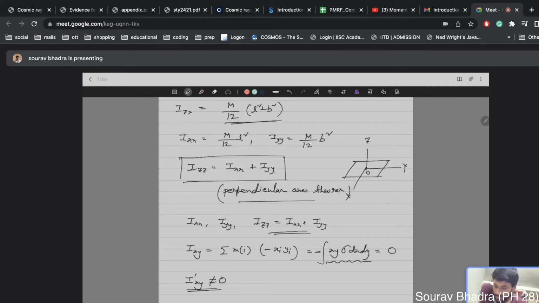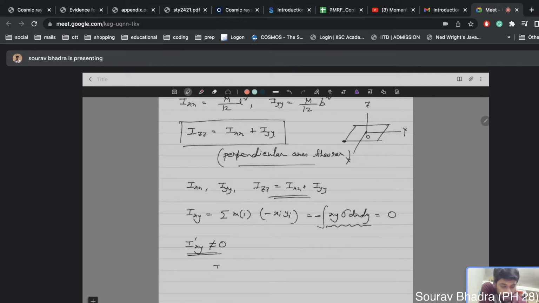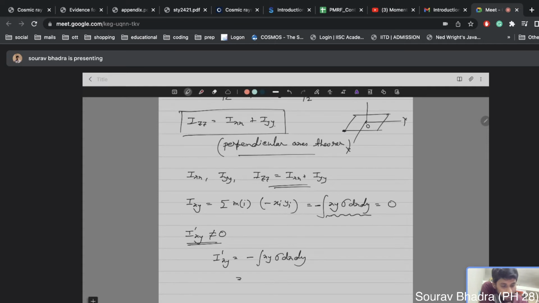So for this particular problem, if you take your center O at a corner of the lamina, then if you calculate, you will get I_xy = minus ∫∫ xy σ dx dy. Here the limit will be 0 to l and 0 to b instead of minus l/2 to plus l/2, and if you calculate, you will get minus 1/4 m l b, which is clearly non-zero.